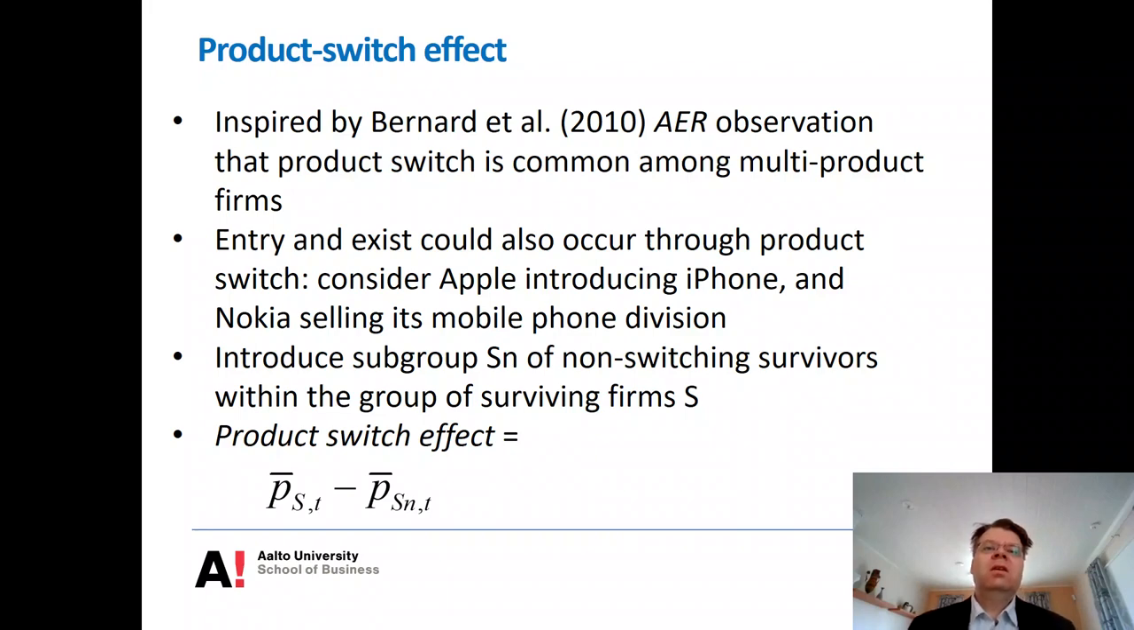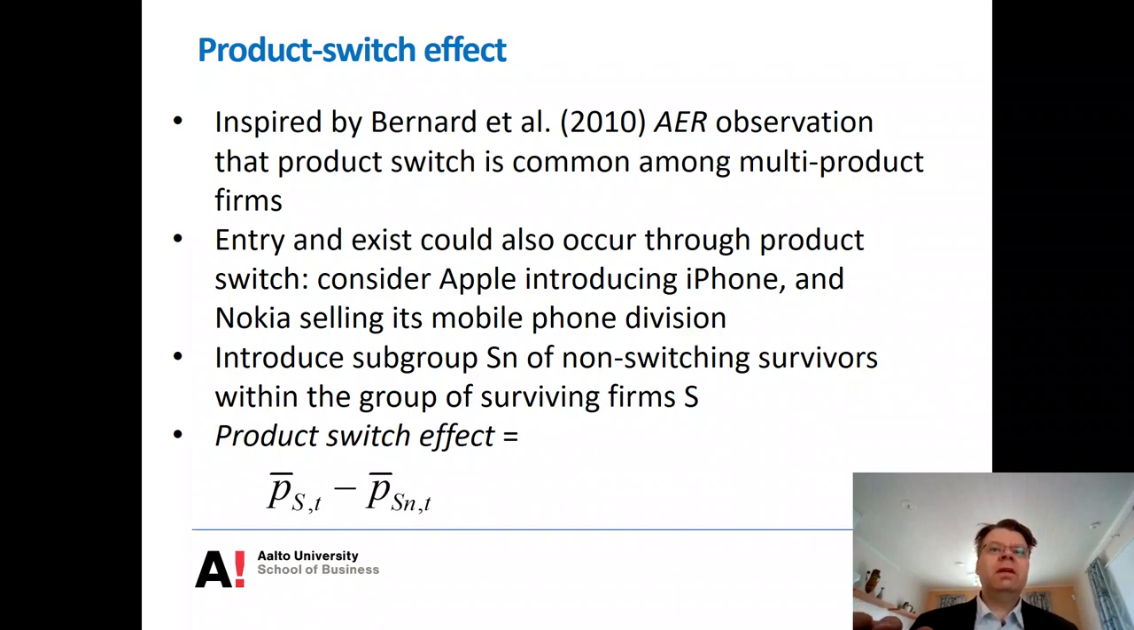So this S_N refers to the group of surviving firms that maintain their mix of products. I think this becomes more evident when I illustrate it with an empirical example. But so far, this product switch effect we can simply take as a residual. We define it as the difference in the average productivity of all surviving firms versus the subgroup of surviving firms that did not switch products.